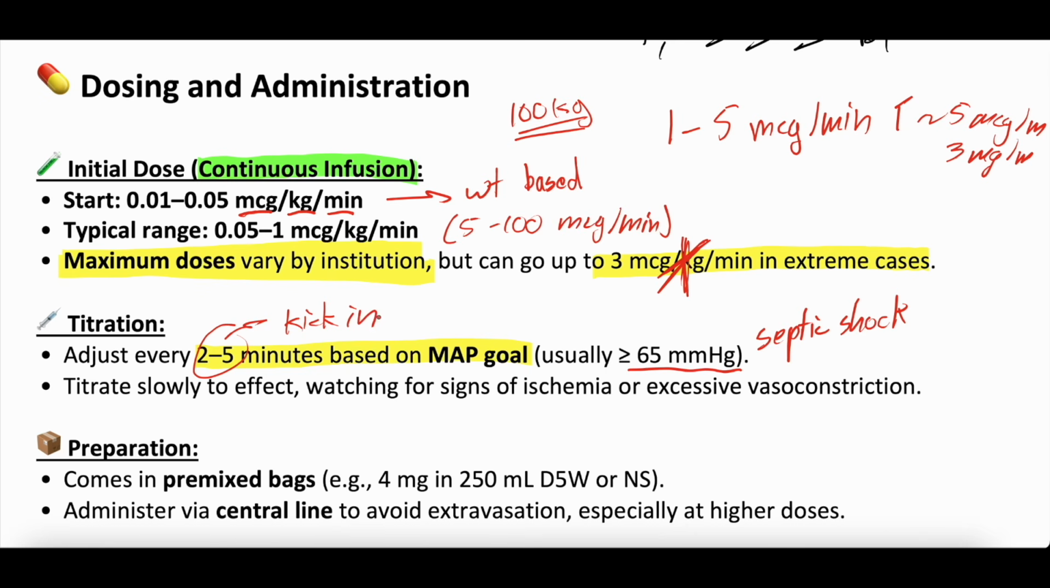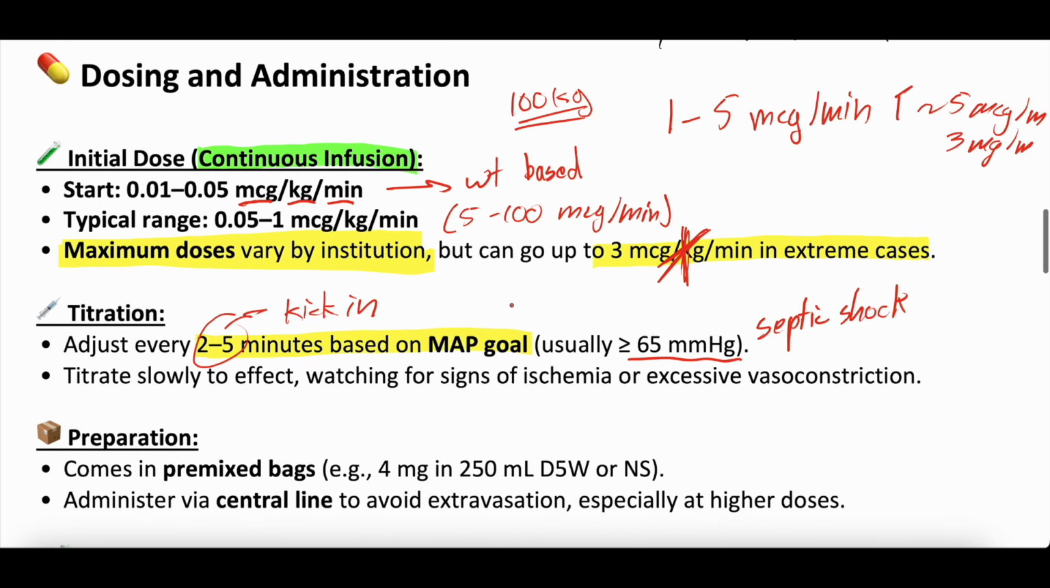Right? So if you're titrating it faster than every 2 to 5 minutes, you have not given enough time for your previous adjustment to kick in yet. And you might get this kind of rebound hypertension. Right? You'll see that someone's really, really sick, their blood pressure is really low, and you're titrating up the norepinephrine every 30 seconds, and all of a sudden their blood pressure is super high because you've kind of over-titrated it because you were going too quick.